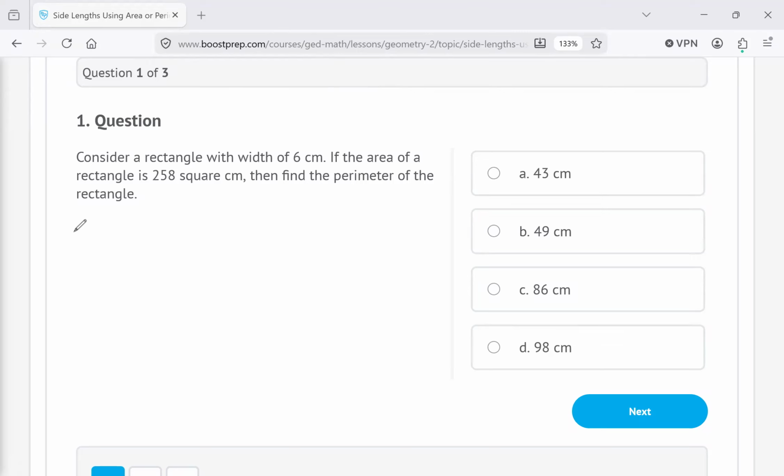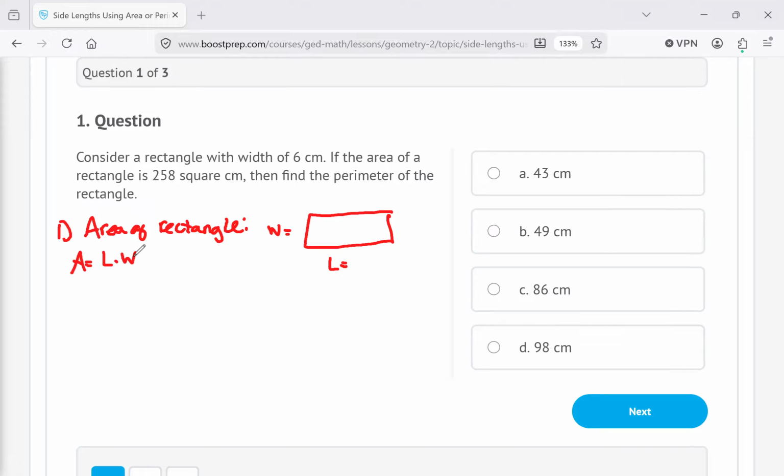So, Formula One, you've probably seen it or heard of it. Area of a rectangle. You have a rectangle, and here's your length, and here's your width, right? So the area of a rectangle is length times width.